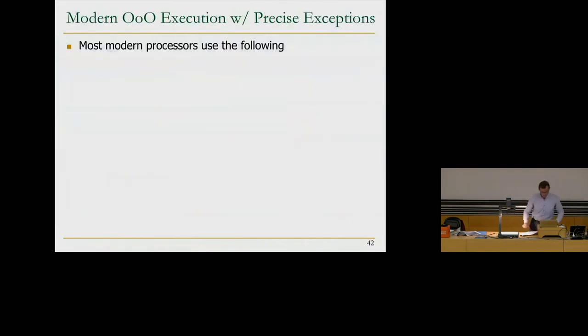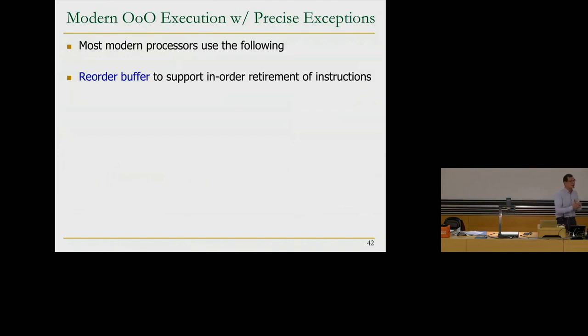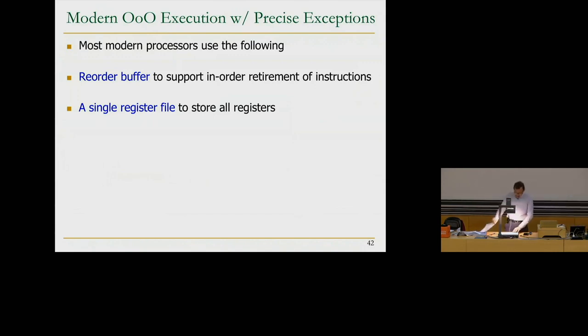Okay, so most modern processors, now I'm going to tell you exactly how modern processors do it. They use the following structures. They use a reorder buffer to support in-order retirement of instructions, just like we've discussed. But they use a single register file to store all of the registers, actually. So there are some processors that use what I just discussed, but a lot of the modern processors use a single physical register file. There's a trade-off associated with which we're not going to go into.